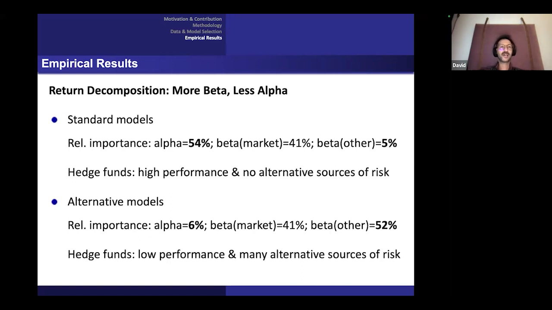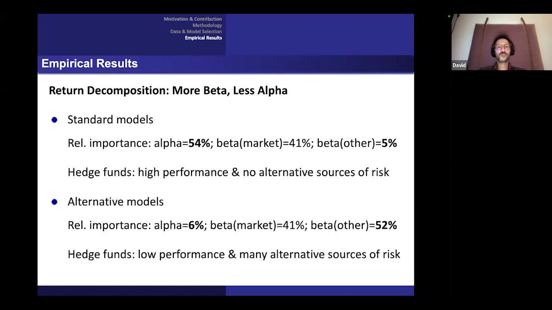Should you use standard models or should you use alternative models? If you use standard models, what you find is that the relative importance of the alpha component accounts for 54% of the average performance of the fund.